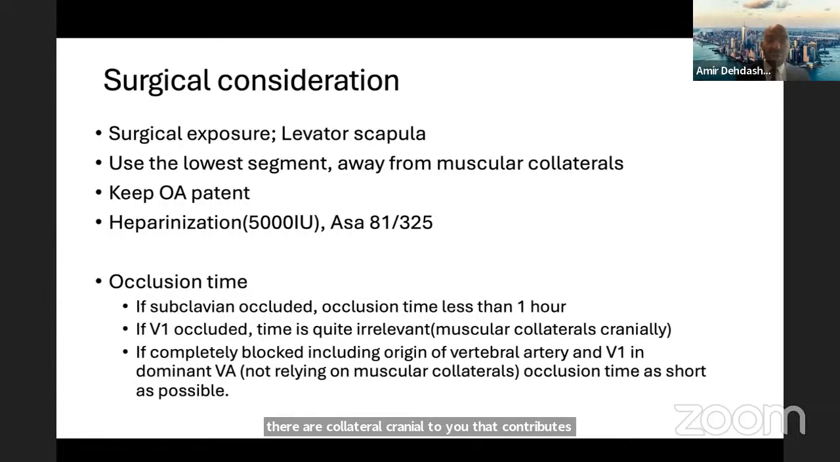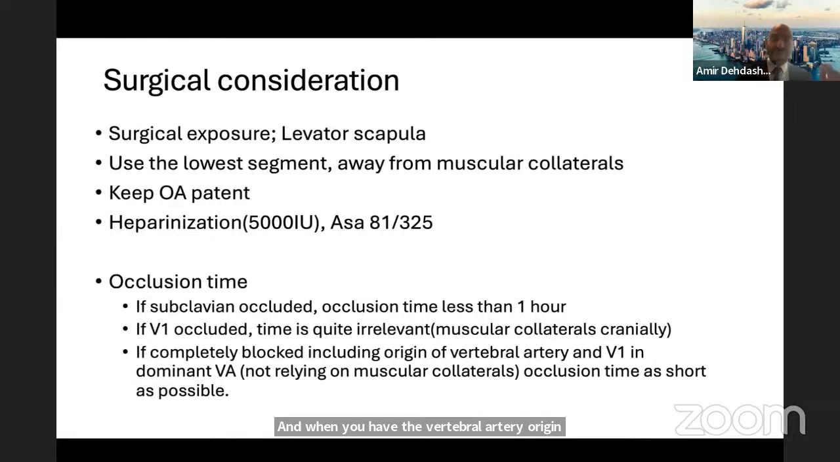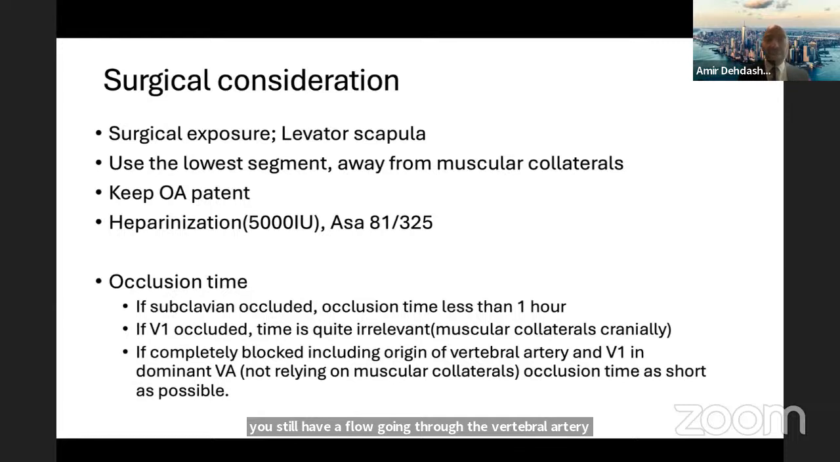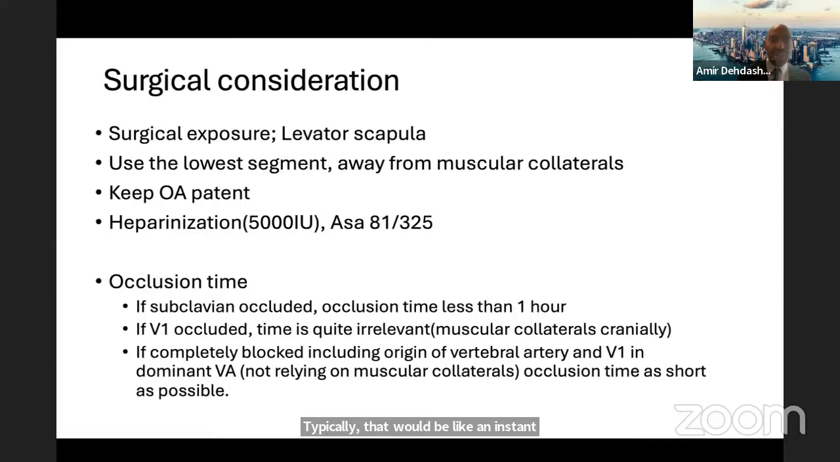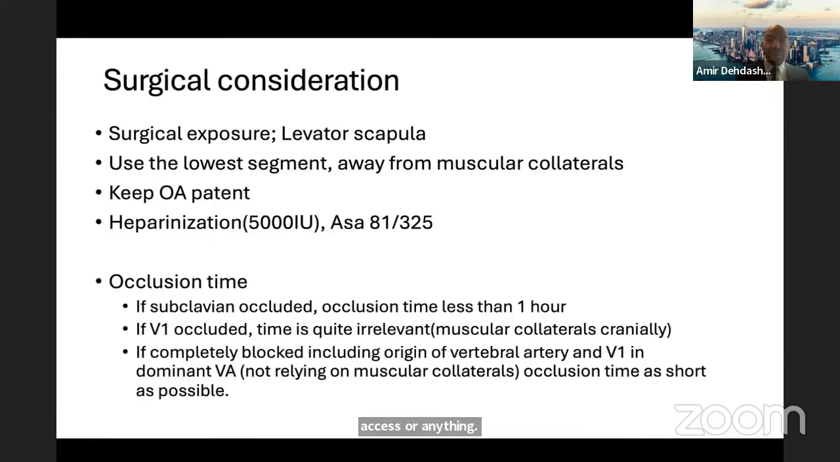When you have the vertebral artery origin and the V1 completely occluded in a dominant VA, where it is not relying on muscular collateral, that means you still have flow going through the vertebral artery, which is the dominant artery, but it is significantly compromised. Typically, that would be an in-stent stenosis, where the endovascular team cannot open that stenosis for whatever reason, access or anything. Then the patient's brain depends on that anterograde flow, and you have to revascularize above that stent.